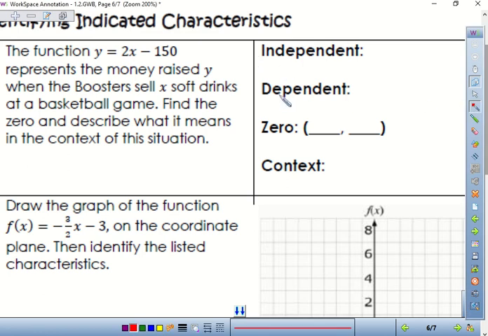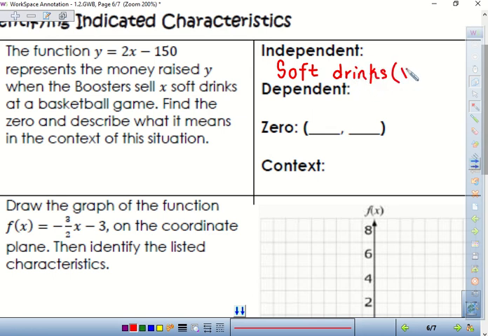Your x value, which represents what in this case? How much money you get. That's the dependent. The amount of soft drinks. Yes, soft drinks. So, soft drinks that you sell controls the amount of money you make, right? So, soft drinks is independent, and dependent is money made.